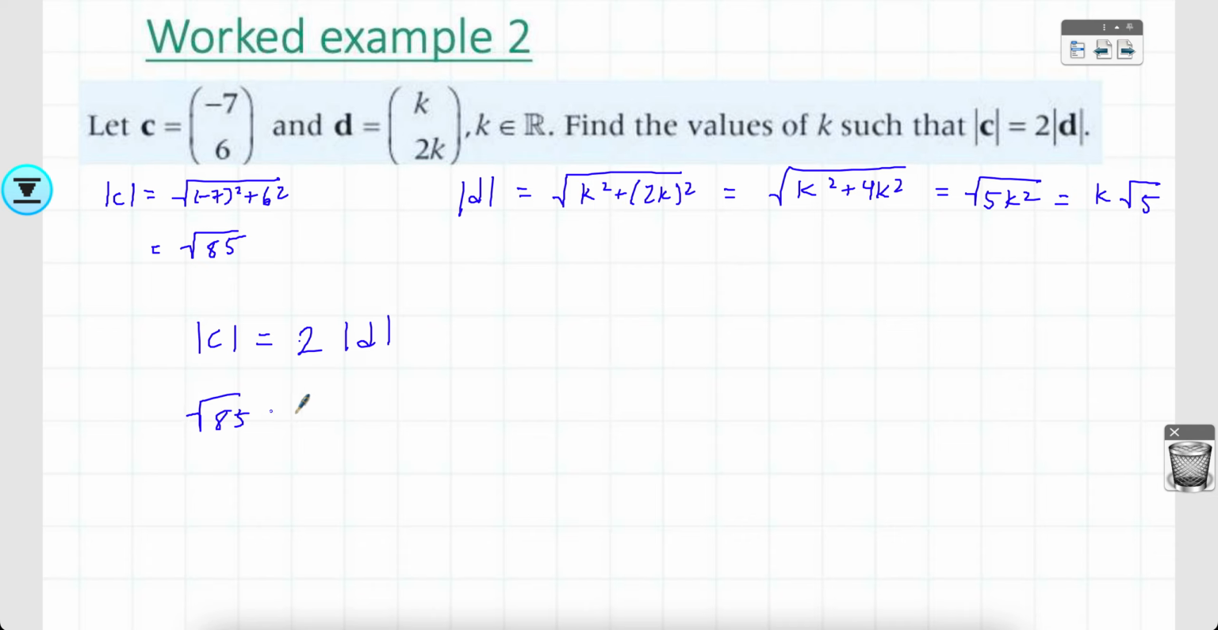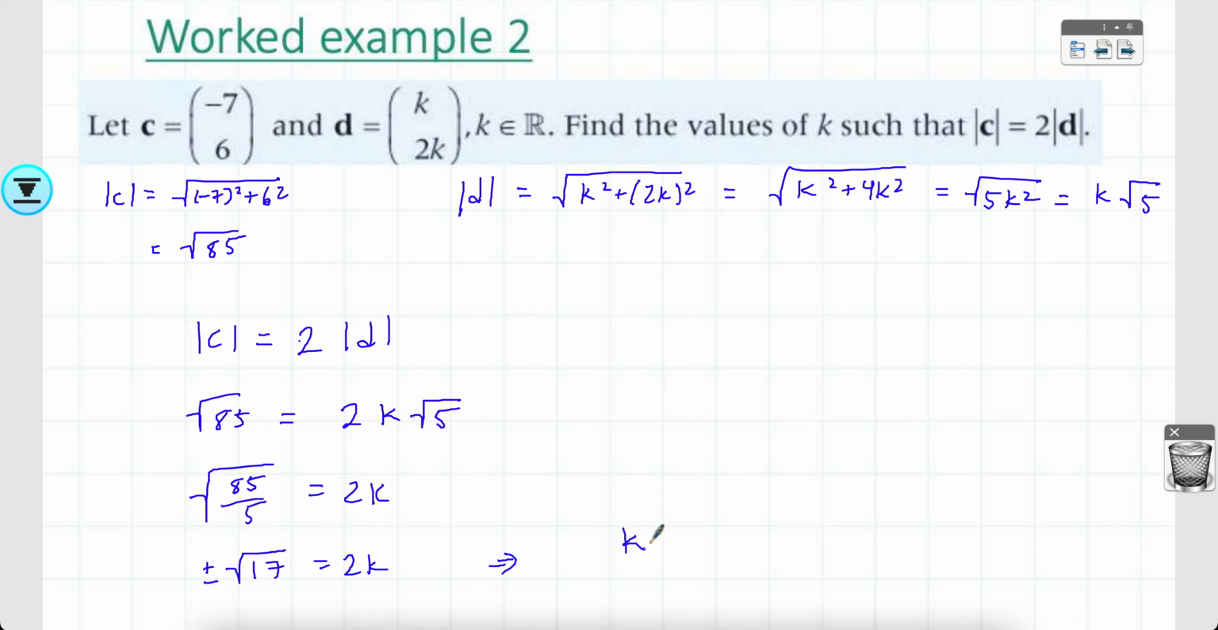So root 85 should be equal to 2 lots of the magnitude of d, and it's just a matter of solving for k. So if I take root 5 to the other side, I end up with 85/5, which will give me a root 17. Keep in mind you're doing a plus minus here, and then you're dividing by 2. So k will be equal to plus minus root 17/2.